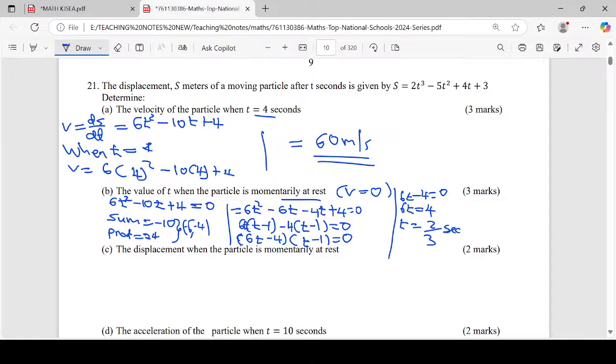Seconds, giving me 2 over 3 seconds. For the next case, t minus 1 is equal to 0. So this means t is equal to 1. So they want the value of t when the particle is at rest. So it means t is either 2 over 3 or 1. Because both values are positive, we are going to pick both values, learners.